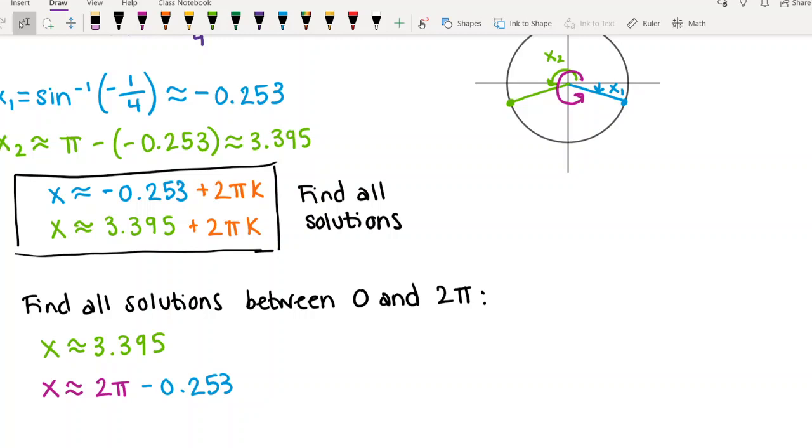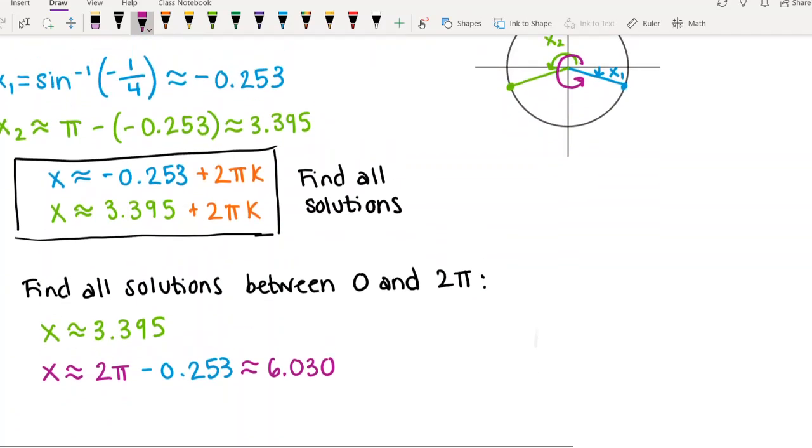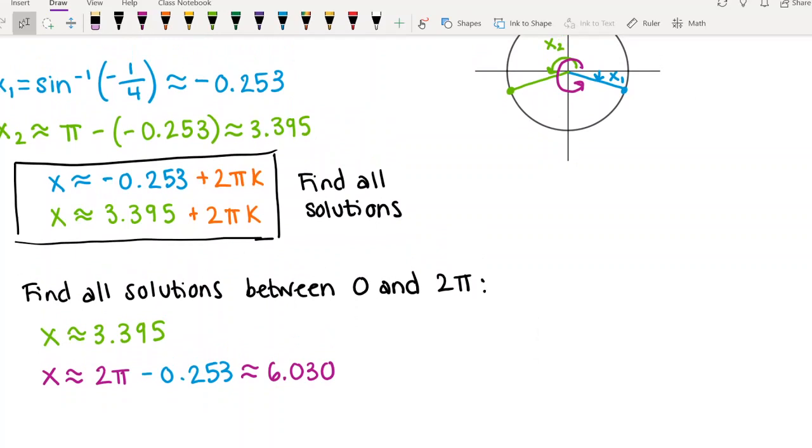2 pi minus 0.253. So that gives us approximately equal to 6.030. So that would be the angle that actually is between 0 and 2 pi. So if the question was asking us to find solutions between 0 and 2 pi, we would need to actually give these two solutions and not the two that we found originally.